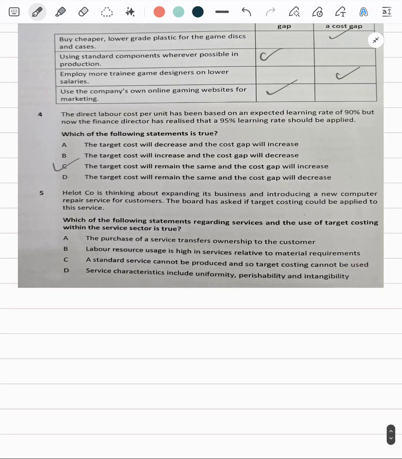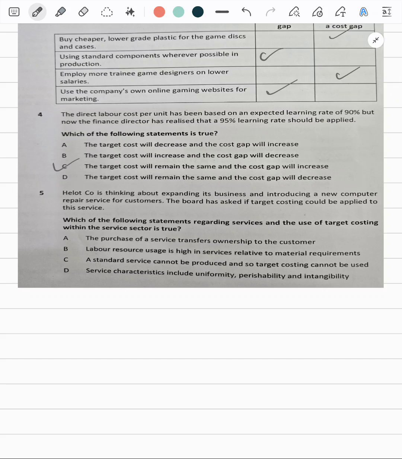Now HELOT company is thinking about expanding its business and introducing a new computer repair service for customers. The board has asked if target costing could be applied to this service. Which of the following statements regarding services and the use of target costing within the service sector is true? The purchase of a service transfers ownership to the customer.